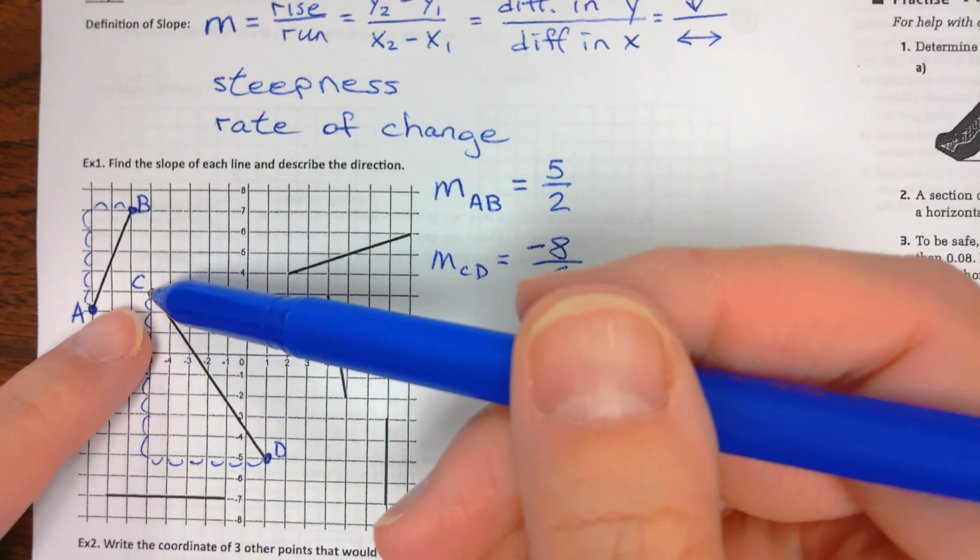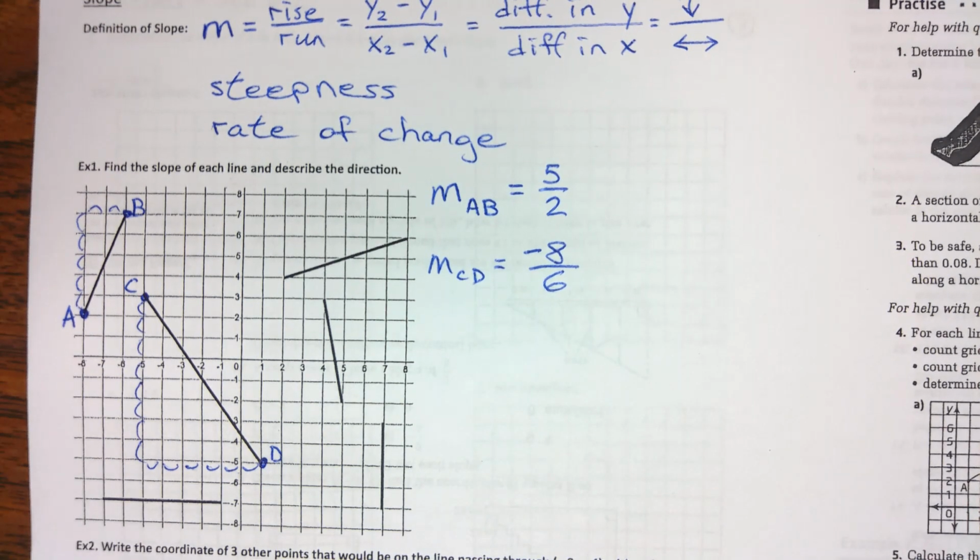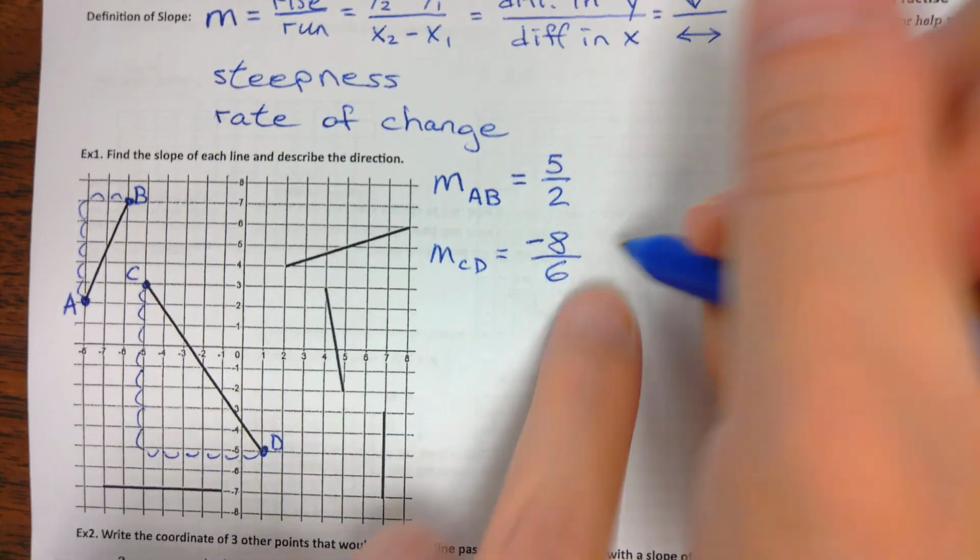I always go from the left point to the right point. So when you do the left point to the right point, it will take care of the negative sign. So you don't have to worry about it. Okay, we'll do another example.